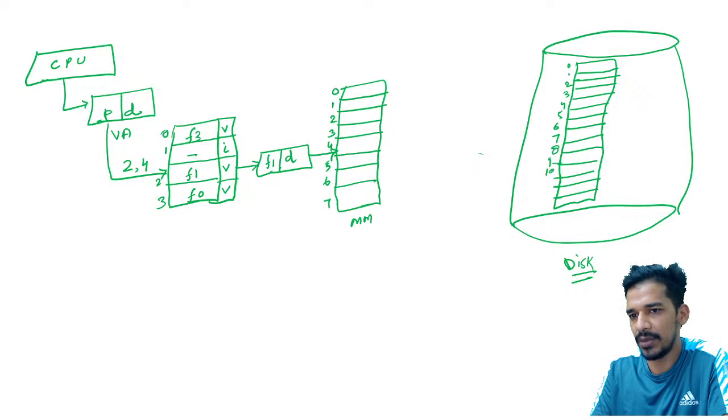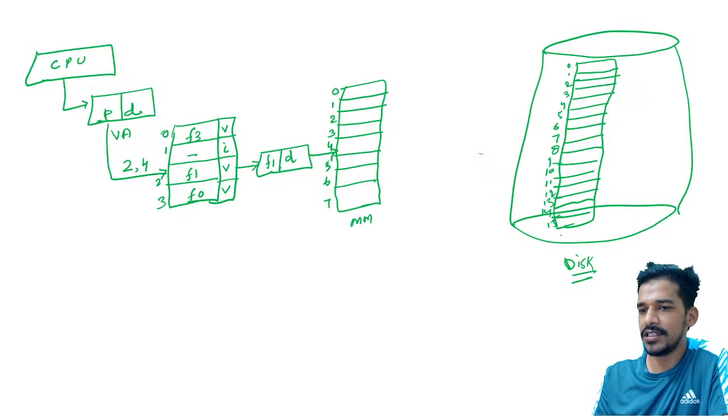So initially all the pages will be in the virtual memory, so 14, 15, like this. We have, let us say, 16 pages in the virtual memory. Okay, this is your virtual memory which resides inside the disk.